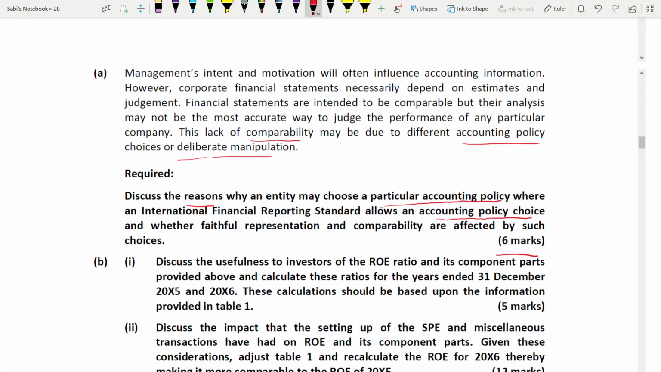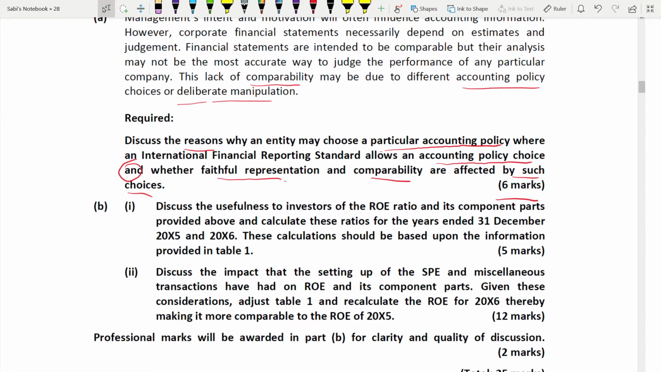And whether the faithful, so the word 'and' means this is a separate requirement. Half for this, half for the next one. Whether faithful representation and comparability are affected by such choices. That means these are the features of what? Qualitative characteristics of useful information, right? You have to link this with the conceptual framework for 6 marks.